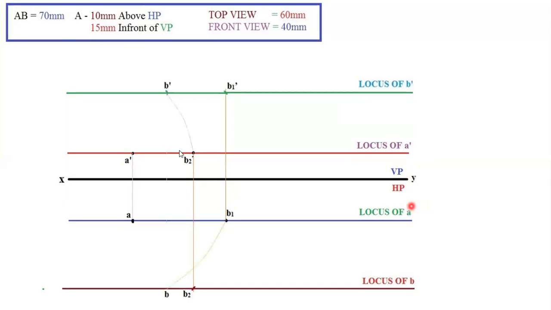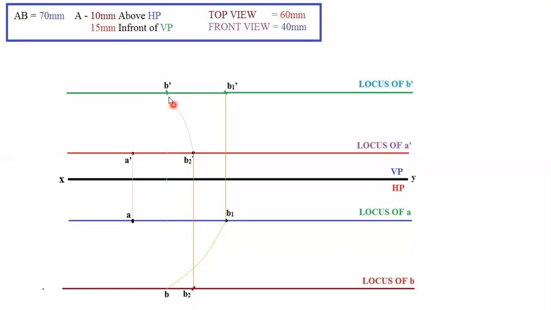The next step is to measure A dash B2 dash. Measure A dash B2 dash and try to rotate it. So here it's 40 mm, right? If you rotate, it will be cutting the locus of B dash. Where it cuts, name that point as B dash and just join A dash and B dash. Once again, I repeat, measure A dash B2 dash, it's 40 mm, and try to rotate your compass.